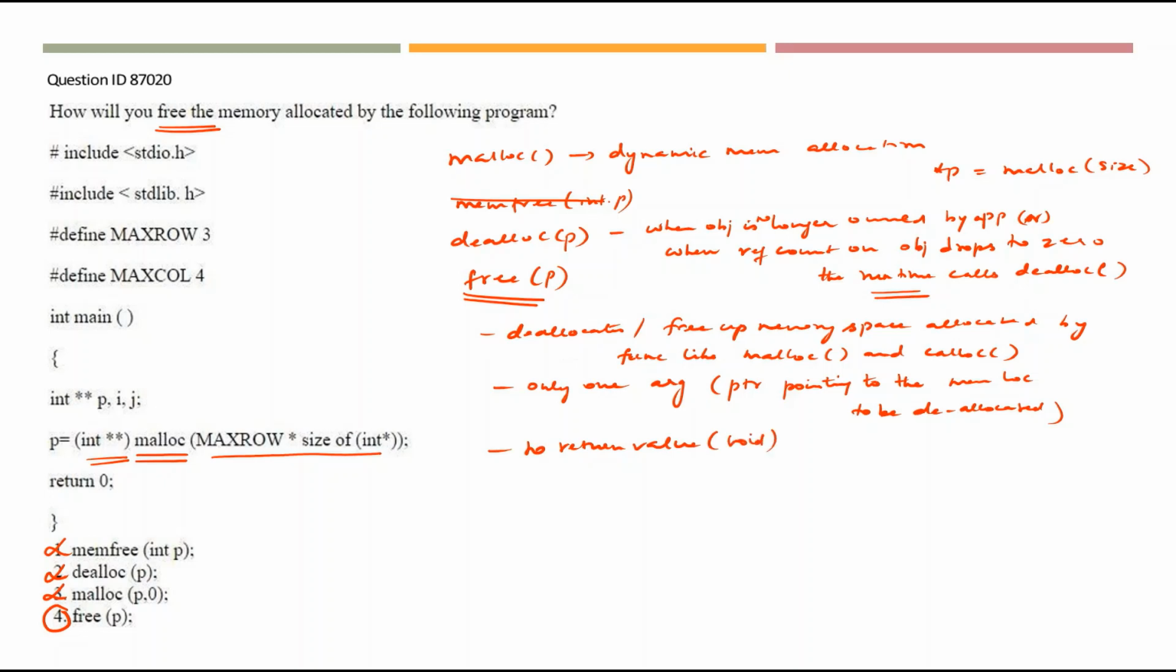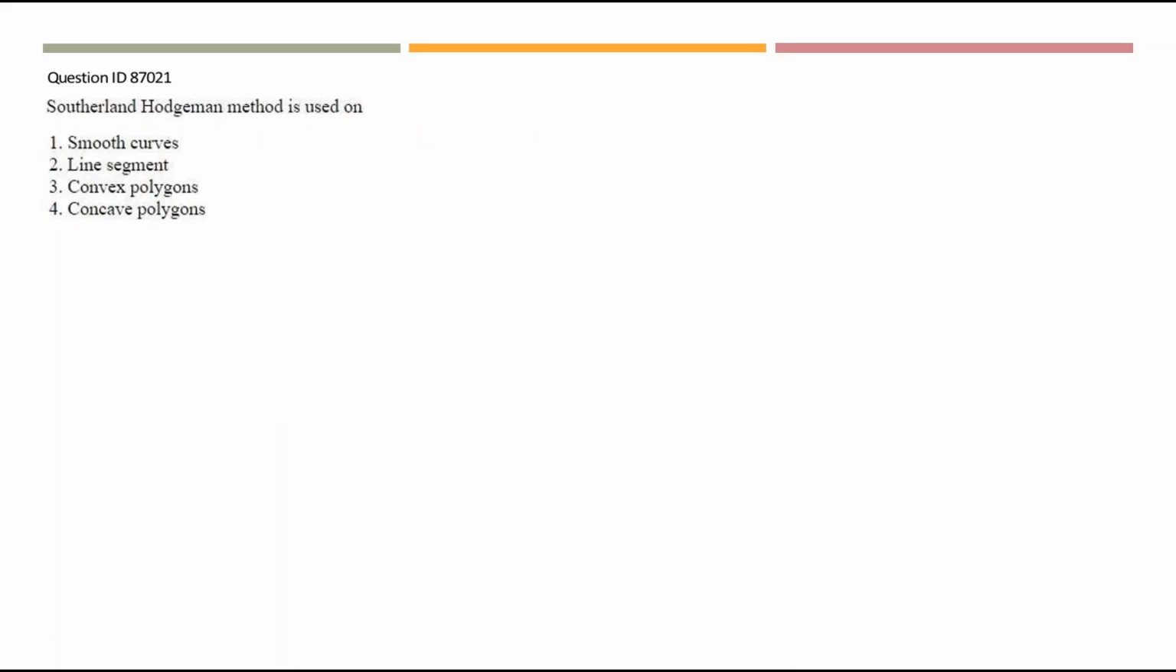The next set of 5 questions will be from computer graphics. Sutherland-Hodgeman method is used for polygon clipping. Let's have only option 3 and option 4 and remove 1 and 2. So it's a polygon clipping algorithm.